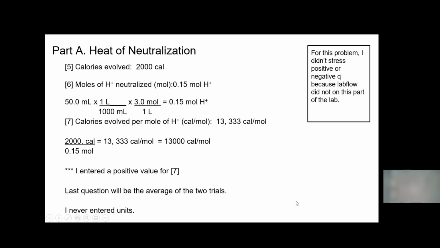I never entered units. And most of these, you're not going to be able to enter units, except for the averages, it might ask you. But as you can see, there's kind of a trend. I never enter units on LabFlow.